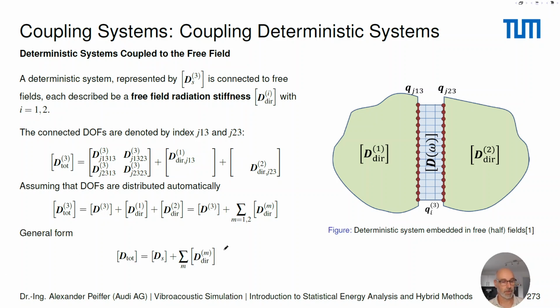So in the very general form, we define the total stiffness matrix as the stiffness matrix of our whatever deterministic system, and we just sum over all radiation stiffnesses that are connected to this subsystem. Okay, so far for the deterministic part.